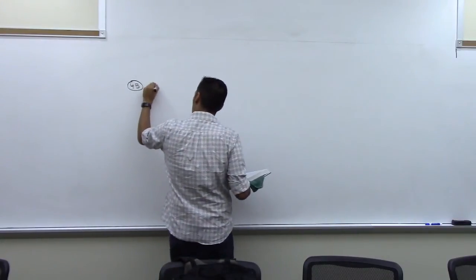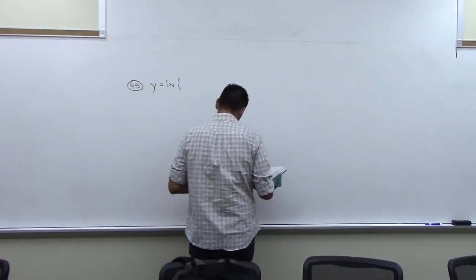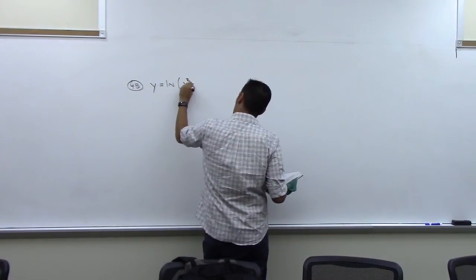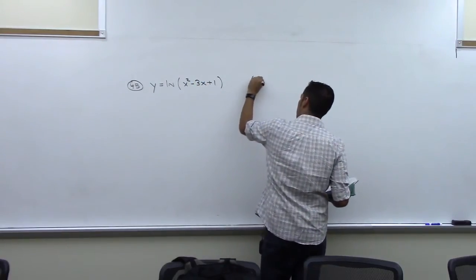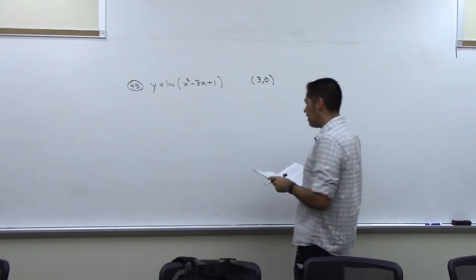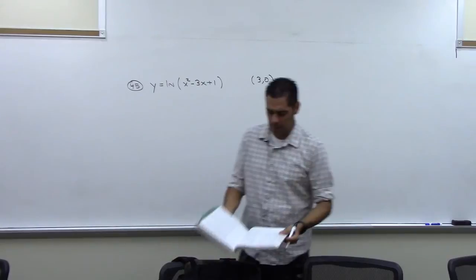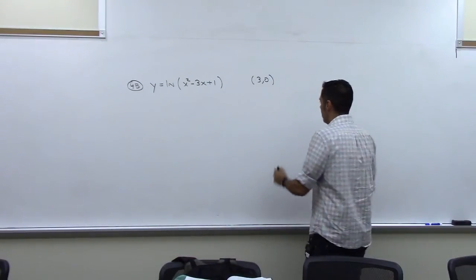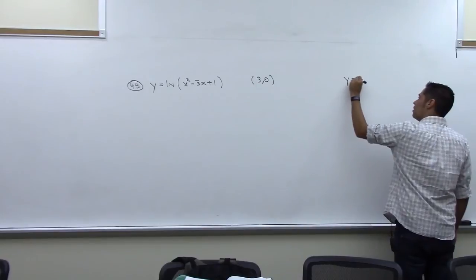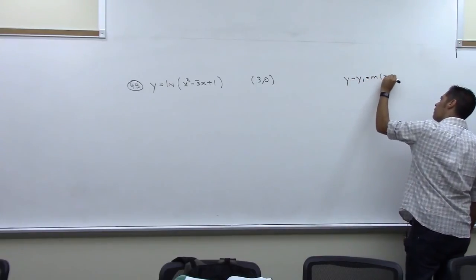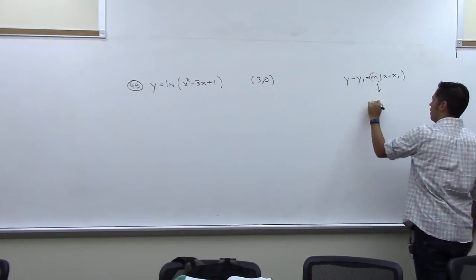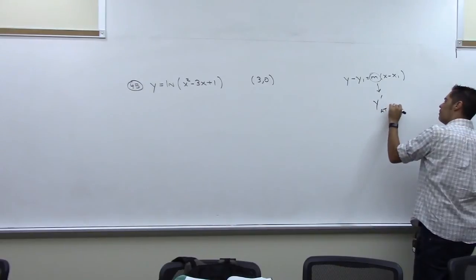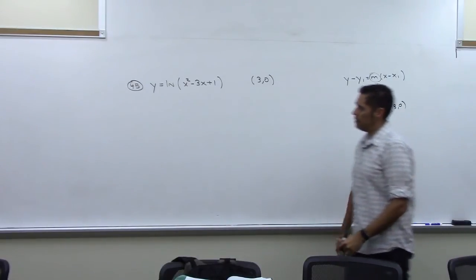Y equals natural log of x squared minus 3x plus 1. And they give you a point here, 3, 0. And you're asked to find the equation of the tangent line to this curve at the given point. All right, so what we need, of course, to find the equation of the tangent line is we're going to use this. We already know y1 and x1. We just need to find the slope. The slope comes from getting the derivative at that point 3, 0. So I need the derivative of this.